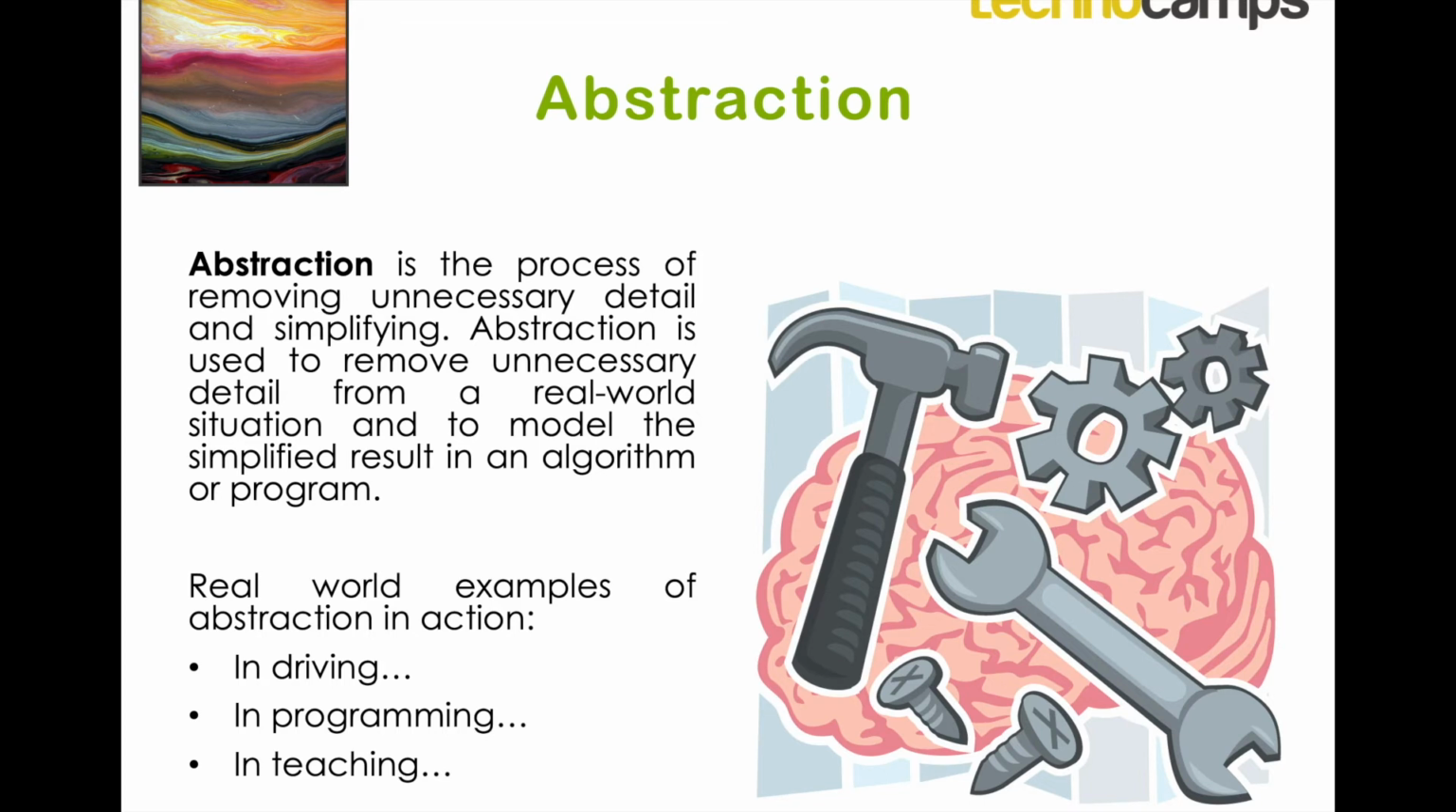And moving on from that, we're going to talk about abstraction. This is the process of removing unnecessary detail and simplifying. Abstraction is used to remove unnecessary detail from a real-world situation and to model a simplified result in an algorithm or program. And again, some real-world examples of this: driving is an excellent one.